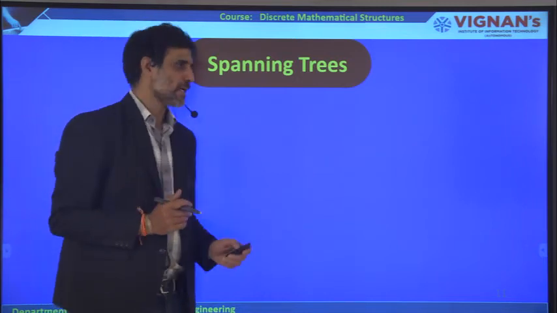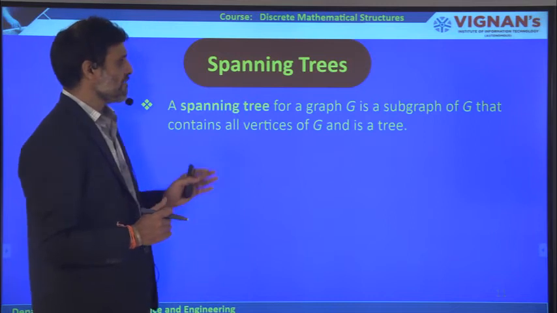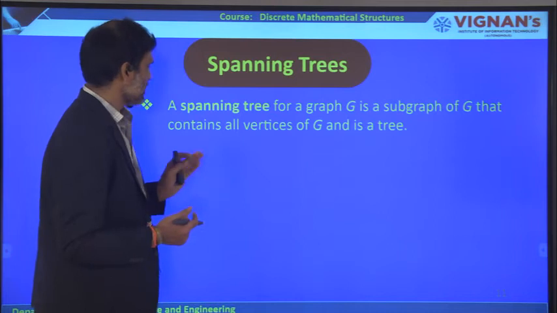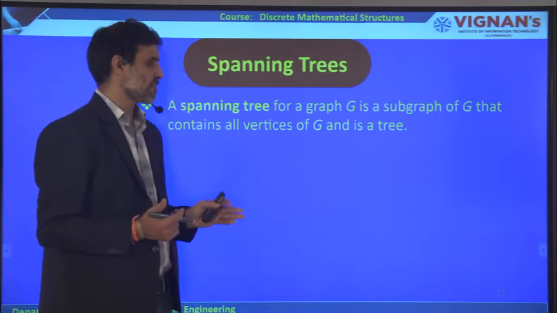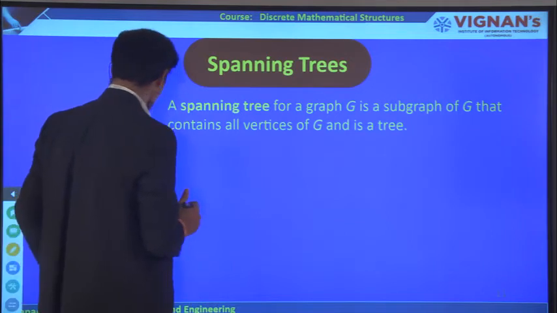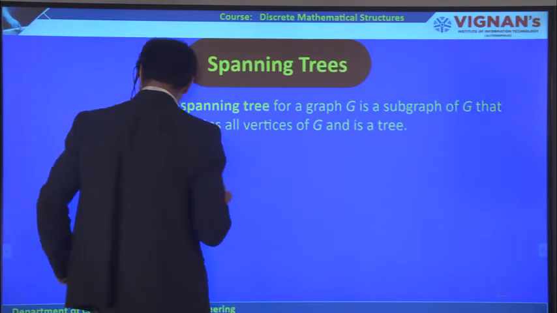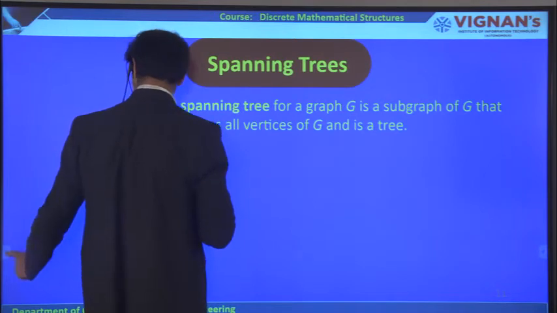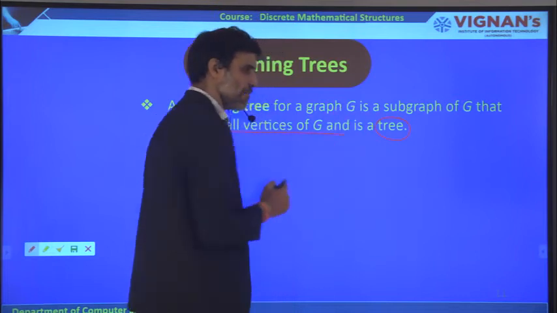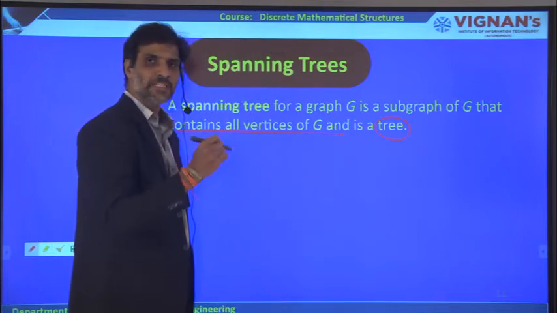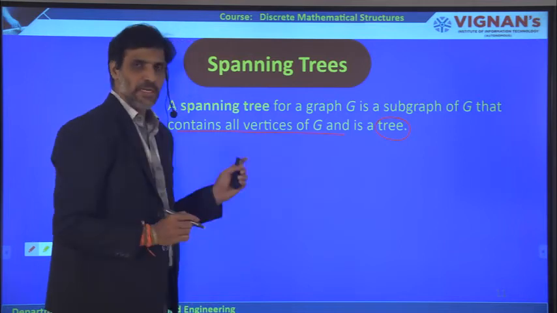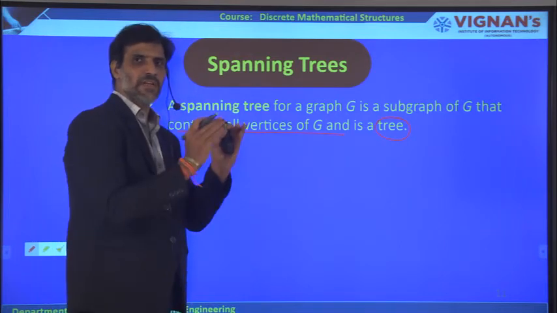Let us try to understand the definition. A spanning tree for a graph G is a subgraph of G that contains all the vertices of G and is a tree. So a spanning tree is a subgraph of the given graph. Not only that, it should contain all the vertices given here and be a tree. Being a tree means it should not form any cycles. But it should contain all the vertices of the given graph.